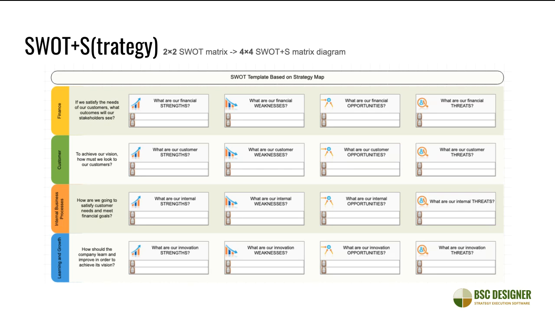And these perspectives suggest that we will be looking at our strengths, weaknesses, opportunities, and threats from the viewpoint of different perspectives. So we're not just thinking about our clients, but we also try to think about all these from the viewpoint of our internal business, from the viewpoint of how we innovate, from the viewpoint of finance. So let's give it a try. Let's start with mapping the previous findings that we mapped on a classical SWOT diagram. Now let's try to map them on this SWOT+S, SWOT+Strategy diagram.